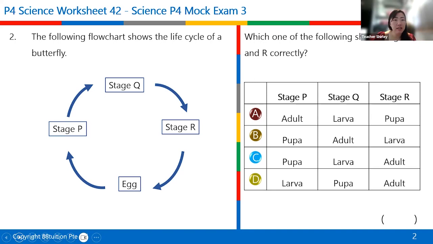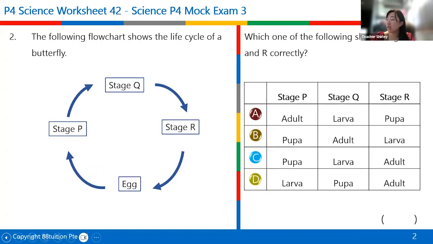Next question. Life cycle. There's a life cycle of a butterfly. Which of the following shows the correct stages? Can we have someone else to try? Maybe Catherine or Yan Kai, just to make sure you're there, because I only see Grace now. You can unmute yourself and give us the answer, or you can also type in the chat. Yes, Catherine? D.